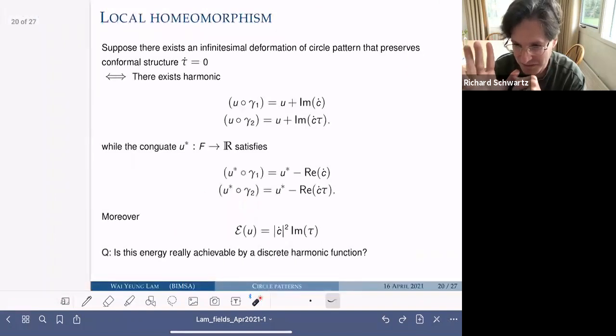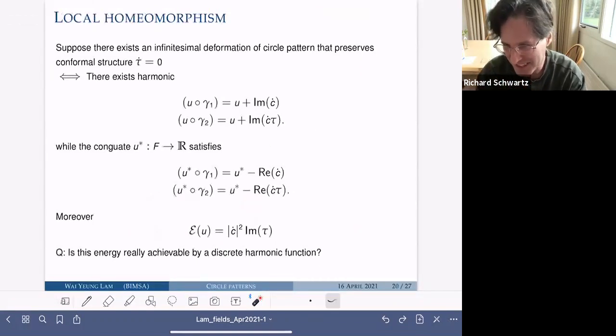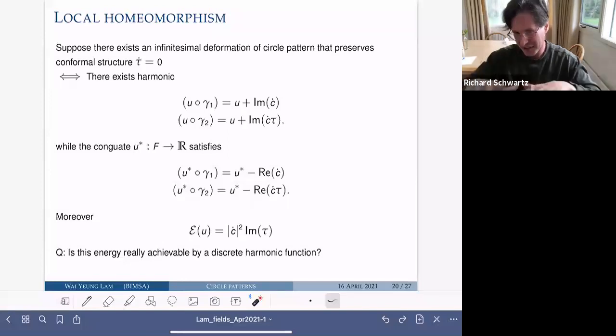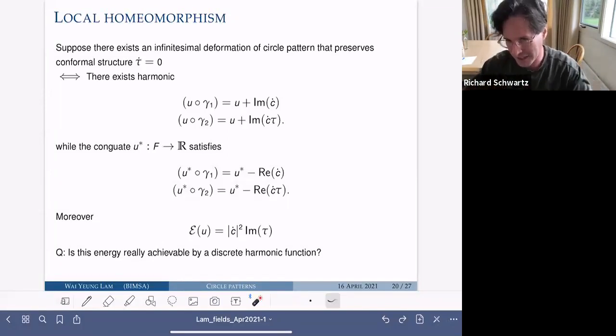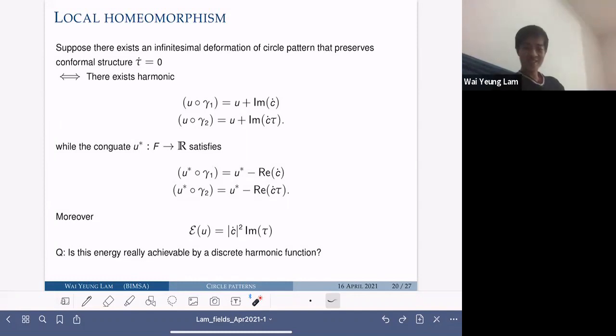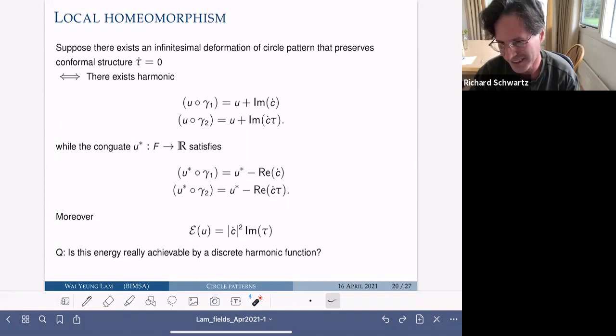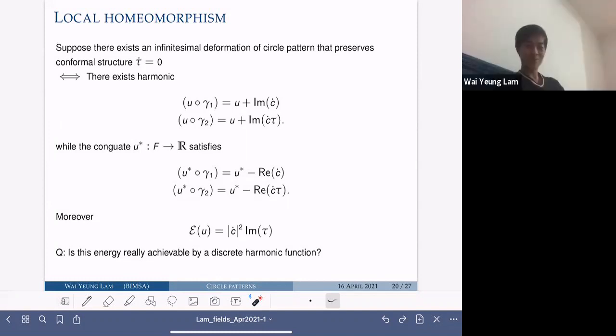Wait, I have a question. Is this sort of like the Weil-Petersson metric on a Riemann surface? If you do a little deformation, you have a quadratic differential and then you do this integral, whatever it is. Yes, this is related to the Weil-Petersson metric. It's like a discrete version. Yes, absolutely.